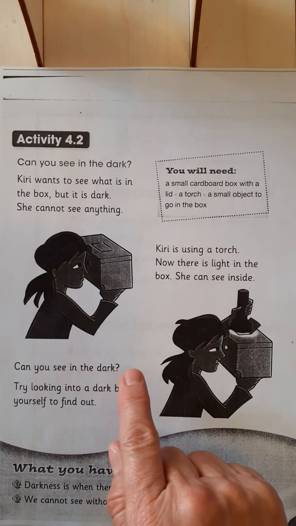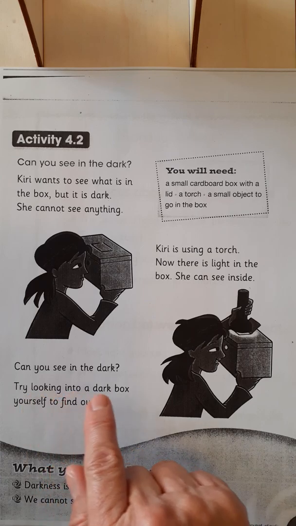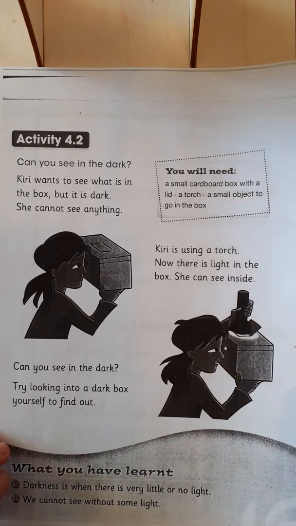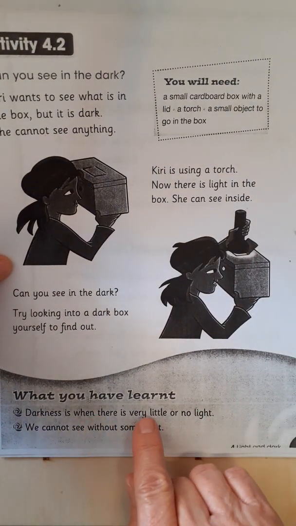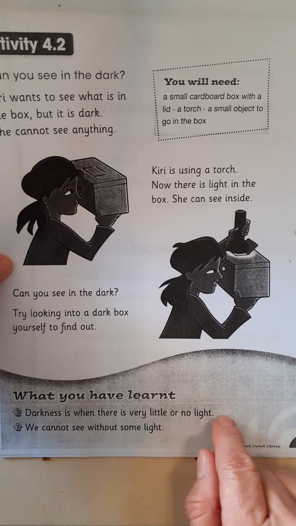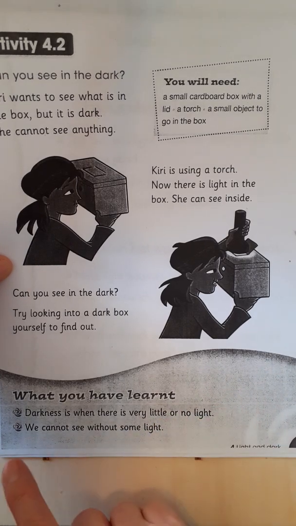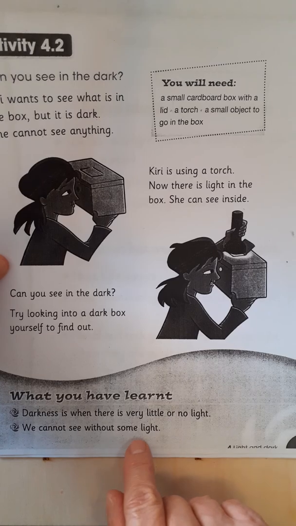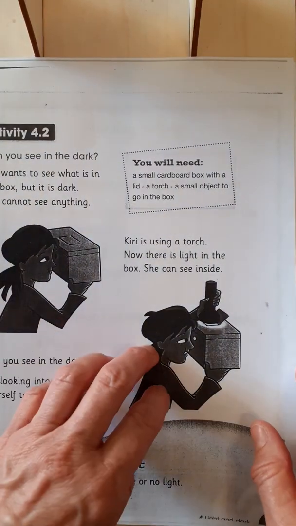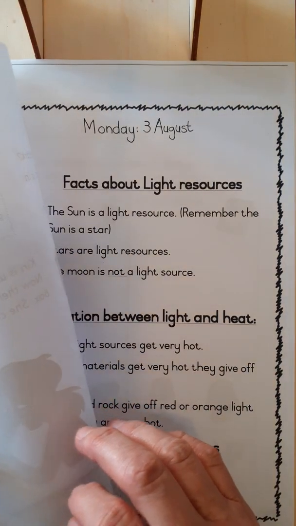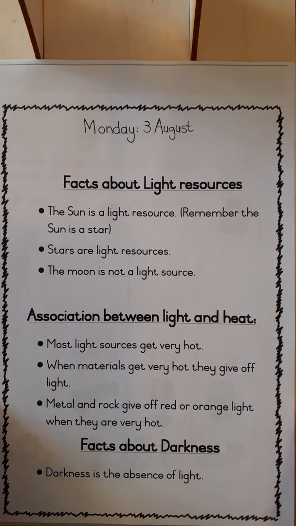Can you see in the dark? Try looking into a dark box yourself to find out. What have you learned? Darkness is when there is very little or no light. Remember that. We cannot see without some light. Okay? There you go. That is for today, and here are some facts also which we will go through.